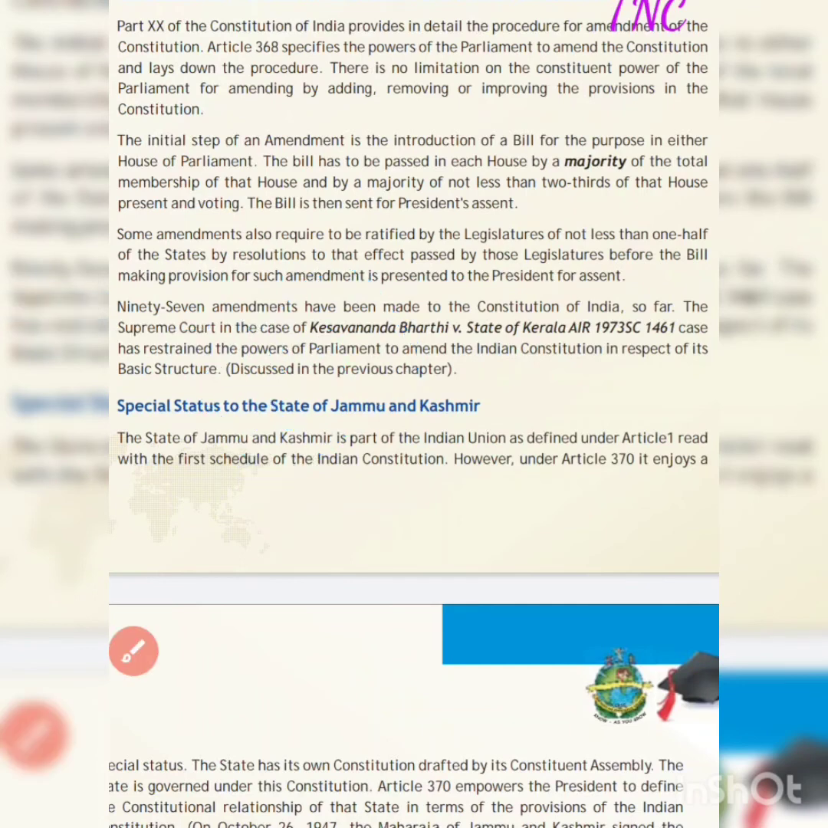Supreme Court in the case of Keshwanand Bharati versus State of Kerala has restrained the powers of Parliament to amend the Indian Constitution in respect of its basic structure. That means Keshwanand Bharati case में इतना ही है कि Supreme Court said that Parliament can amend anything and everything, but you cannot disturb the basic structure of the Constitution. That's why this is also known as the basic structure case, and this is also known as the basic structure doctrine. ठीक है? Now special status we will do in the next video.